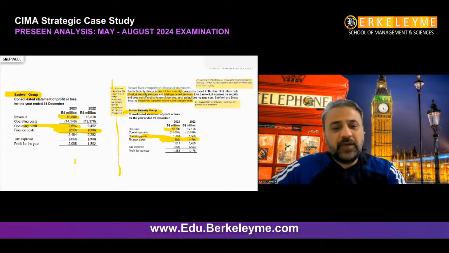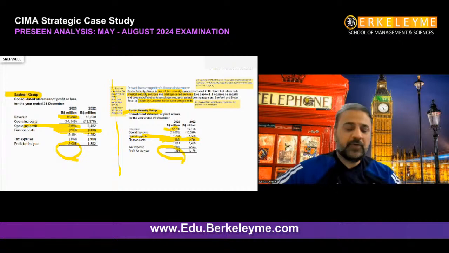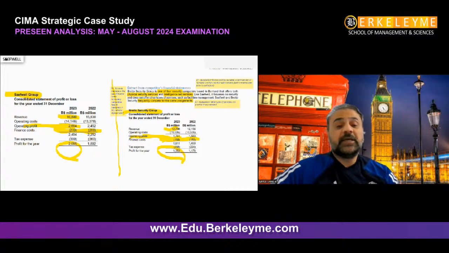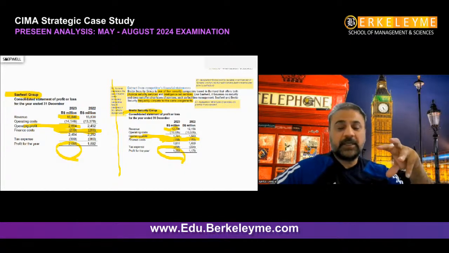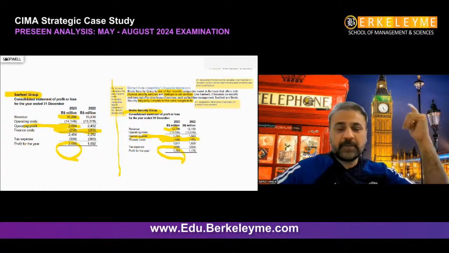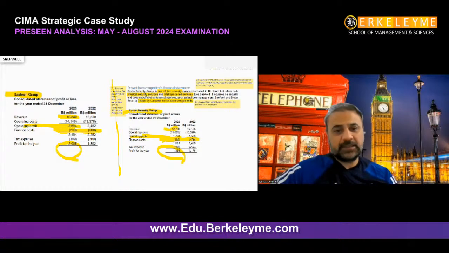And then they have profit. Both companies are in profit. Your profit is much higher than your competitor's. So you seem like a market leader. Obviously, you're not the market leader in terms of number one, but this competitor, which the examiner has selected for us, is a bit smaller than us.